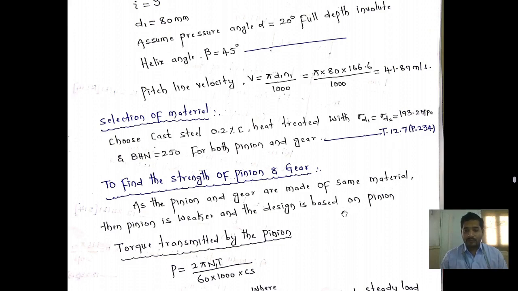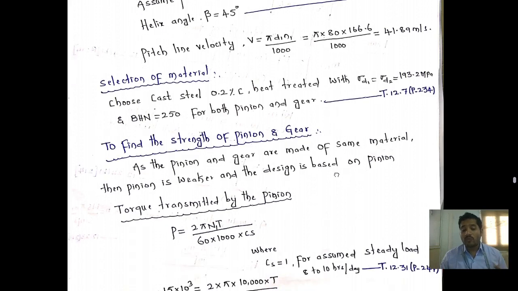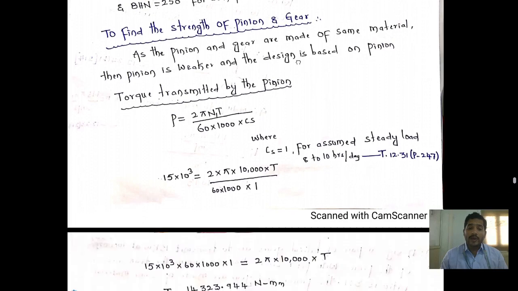After getting the values of sigma d1 and sigma d2, our intention is to find the value of torque. If you want to find the value of torque, we have to use the formula P equal to 2 pi n1 into T by 60 into 1000 into CS. So always I told you, for CS we need to consider 1 for steady load. Okay, so this one is for 8 to 10 hours per day, the person is doing the work. So for that reason you have to refer that the CS value should always be equal to 1. So you have to refer to table 12.31, page number 247.